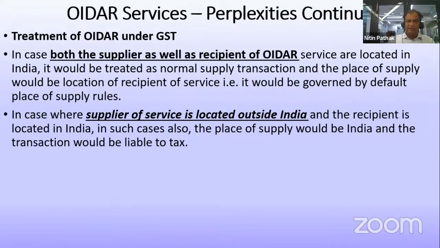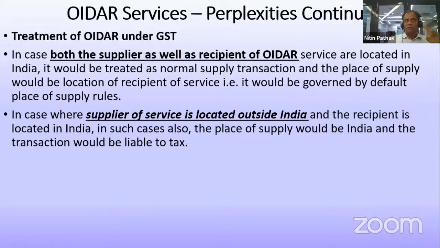In case both the supplier as well as the recipient are at OIDR service location. Now I'm coming here. In case the supplier of service is located outside India and the recipient is located in India, in such cases also the place of supply would be in India and the transaction would be liable for tax. In the case of OIDR, the supplier is outside India. So YouTube is outside India and the recipient is located in India. In such case, the place of supply would be in India and it would be taxable.